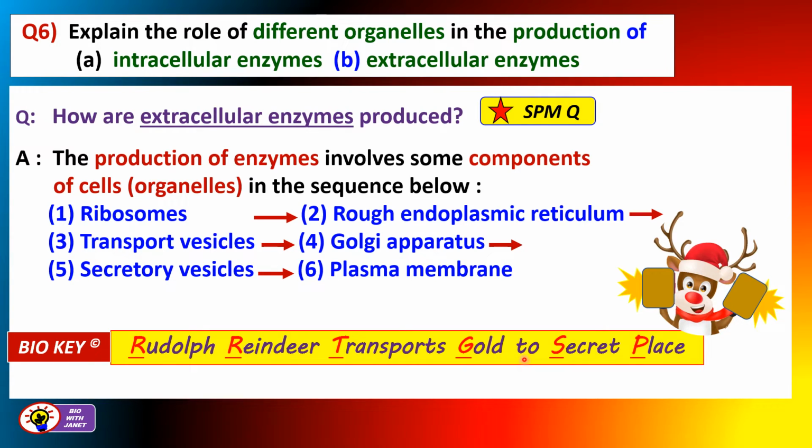Now the second T, there's no meaning here. Secret stands for secretory vesicles. Okay, it sounds like secretory vesicles. And P, place, the P stands for plasma membrane. Okay. Now, there's one more organelle that is involved, which is not mentioned here. What do you think it is? Yes, it's at the beginning.